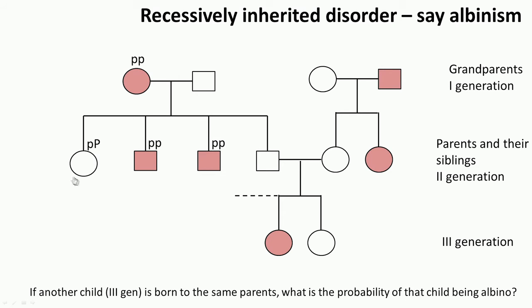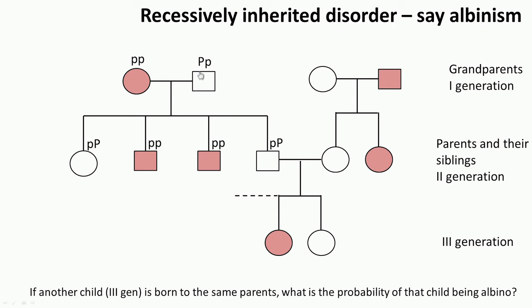Whereas here it is a female who does not have albinism. This parent has both small p alleles, and since one allele comes from each parent, definitely one of the alleles has to be p. And since this person is not showing albinism, the other allele has to be capital P. If the other allele had been small p, then this person would have also been affected. Similarly, this person is from this parent, therefore must have inherited a small p, and the other allele must have been a capital P from the other parent.